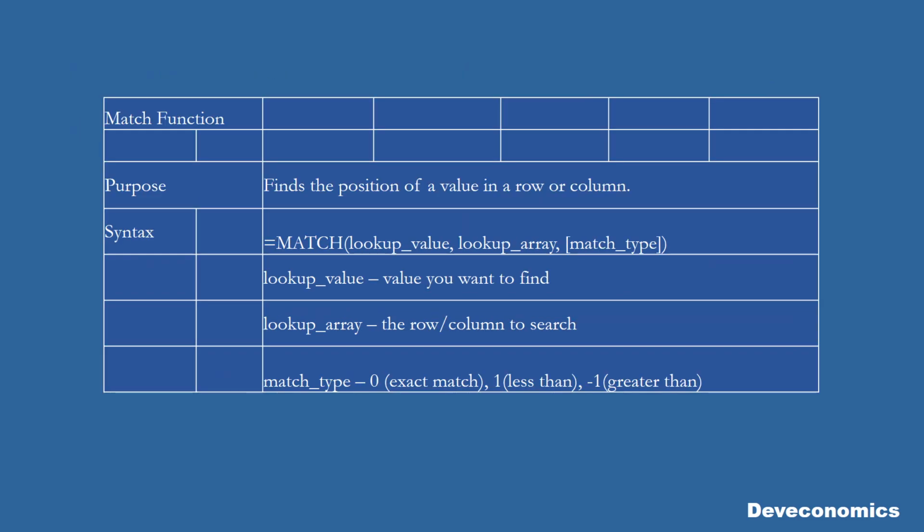Then let's look at the MATCH function. The purpose of the MATCH function is finding the position of a value in a row or column. The syntax for the MATCH function is equal MATCH open bracket, lookup value, which is the value you want to find in the lookup table, lookup array, the data range in the lookup table, and match type, which is 0 for exact match, 1 for less than, and -1 for greater than.